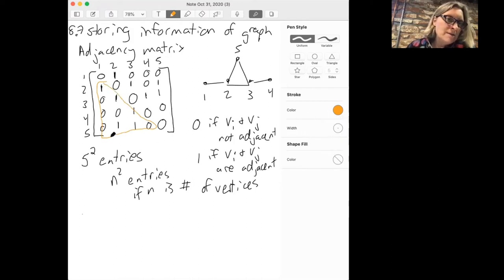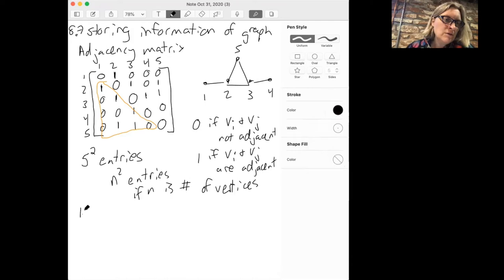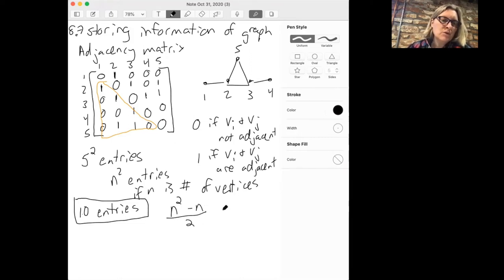And so how many is that? It's 4, 5, 6, 7, 8, 9, 10. We need to keep track not just of 25 entries, but of 10 entries that really count. And more generally, what we would do is subtract n for getting rid of the diagonal ones and then divide by 2. And these entries are 0 or 1 in general.